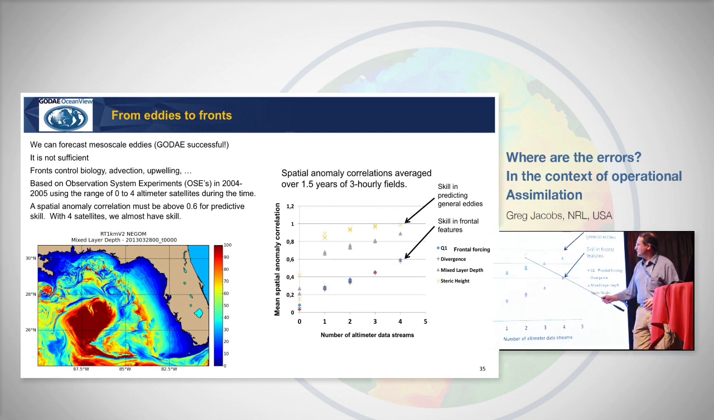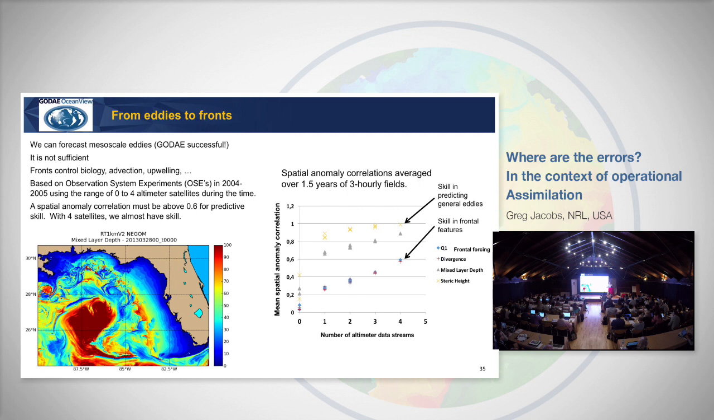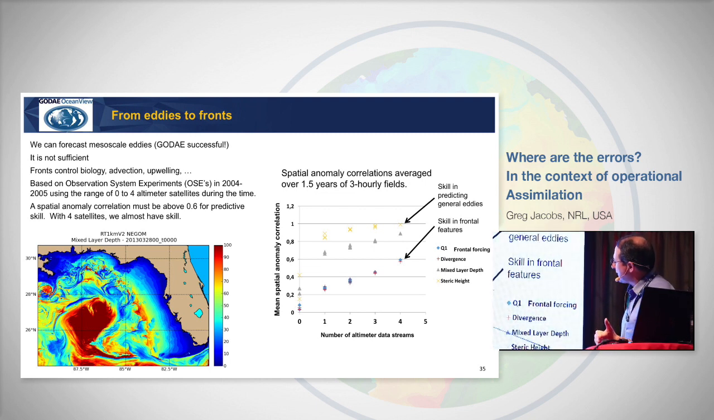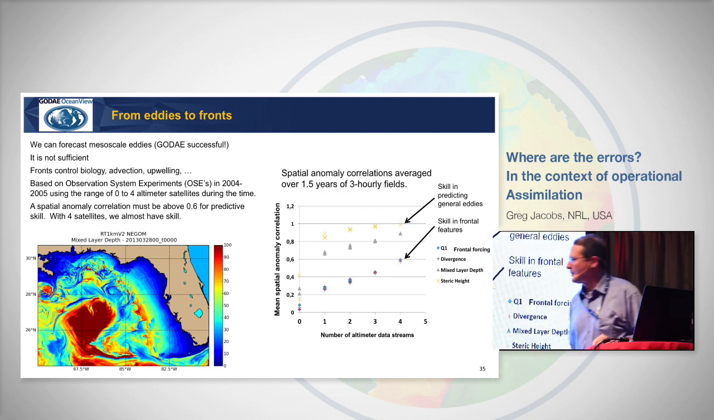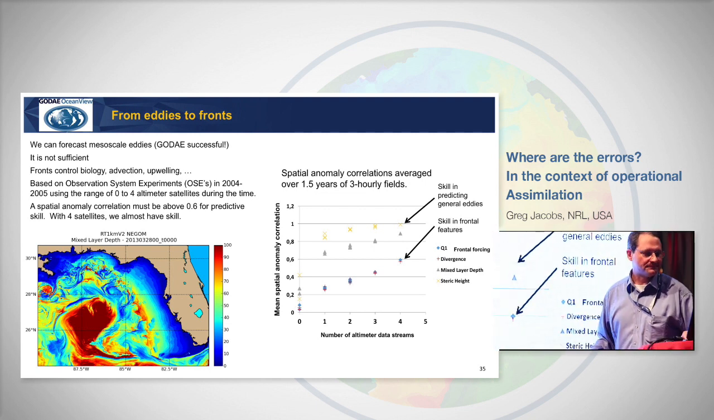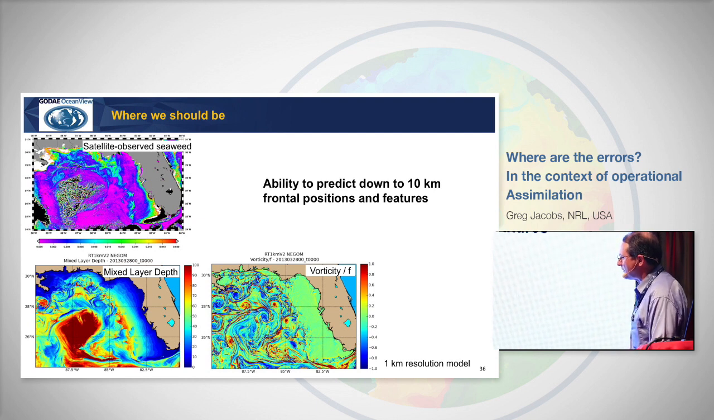The hard part is convincing people that going from 1 altimeter to 2 altimeters is worth pushing this up by 0.03. But when you look at what's happening around the fronts, the frontal forcing and the divergence, that creeps up fairly linearly until you're at 4 satellites, which means right at 4 satellites, you almost have skill in predicting the frontal processes, getting the fronts in the right place. So do those things exist in the real world?